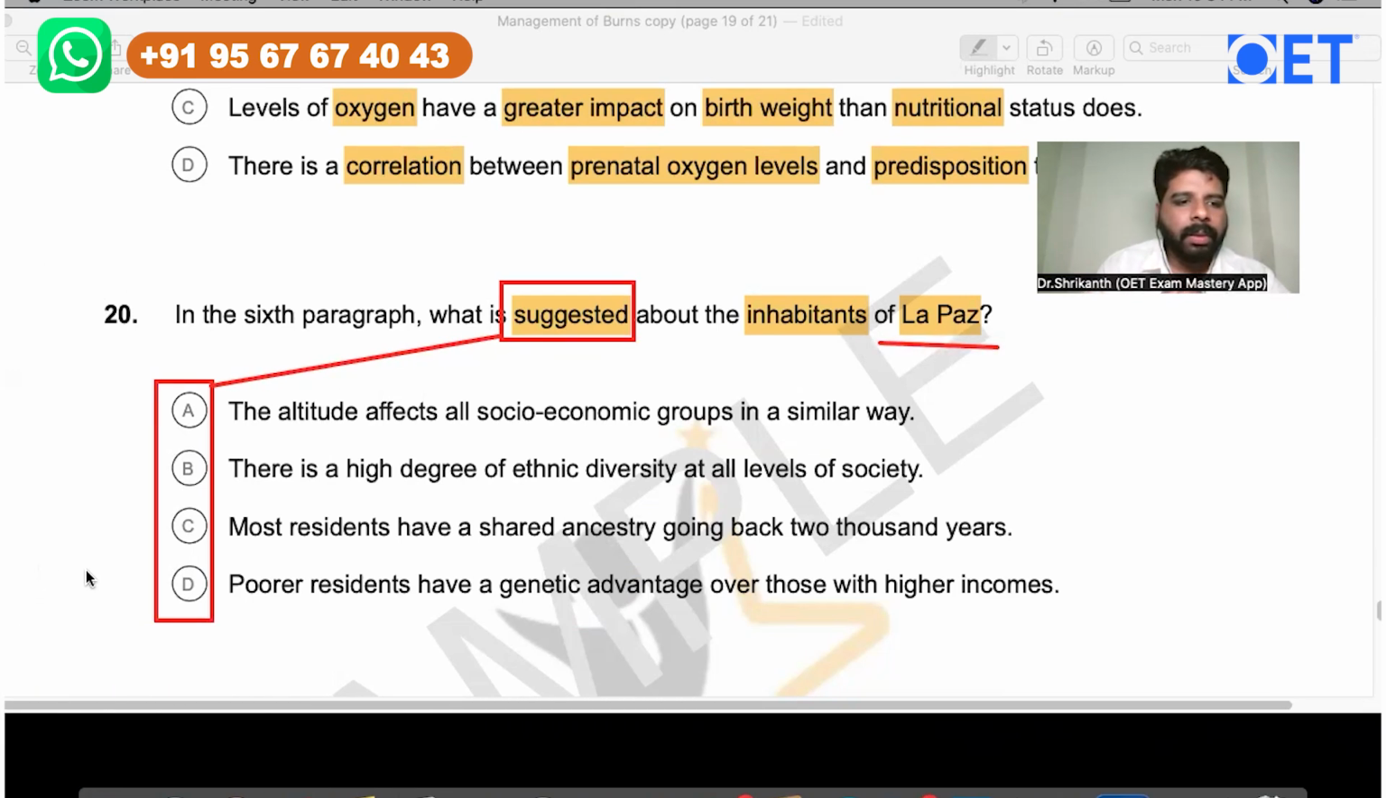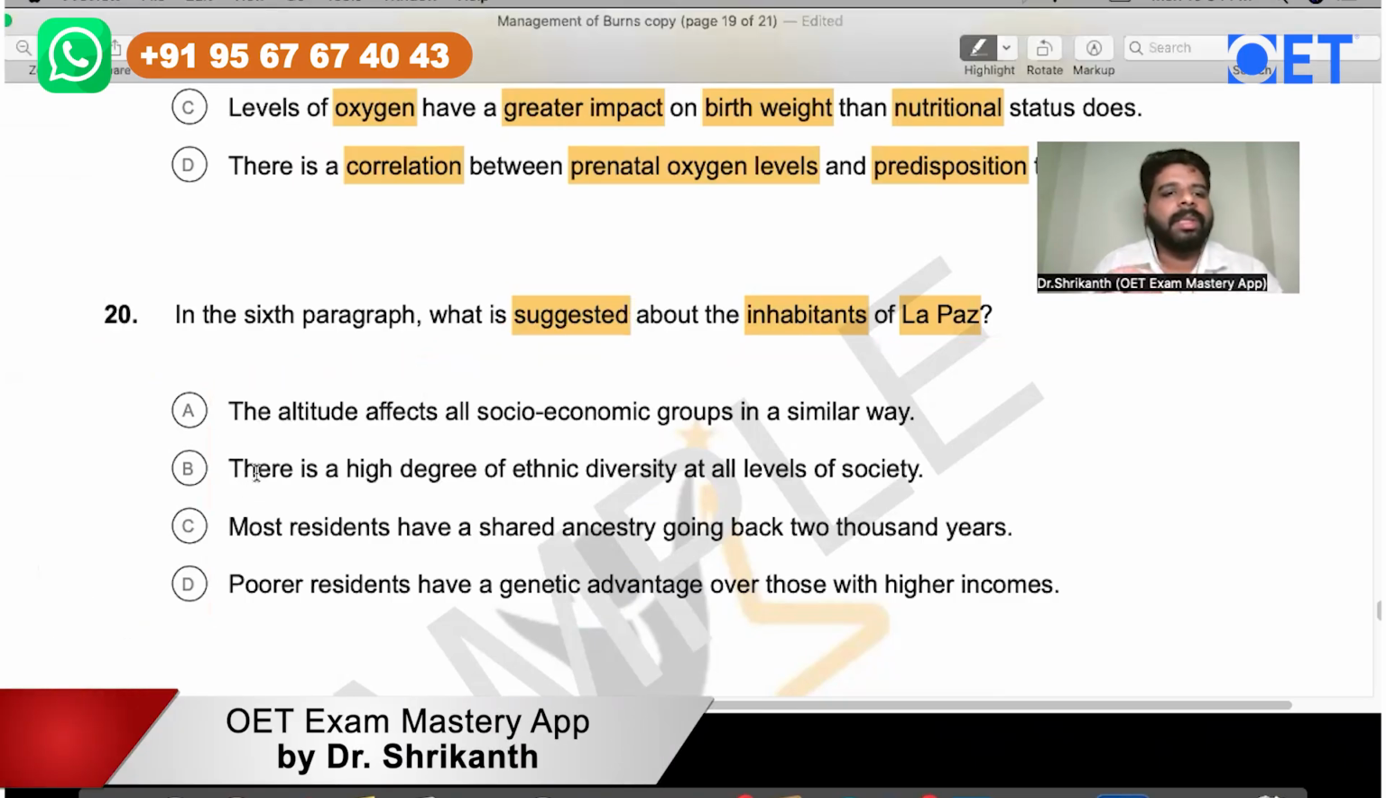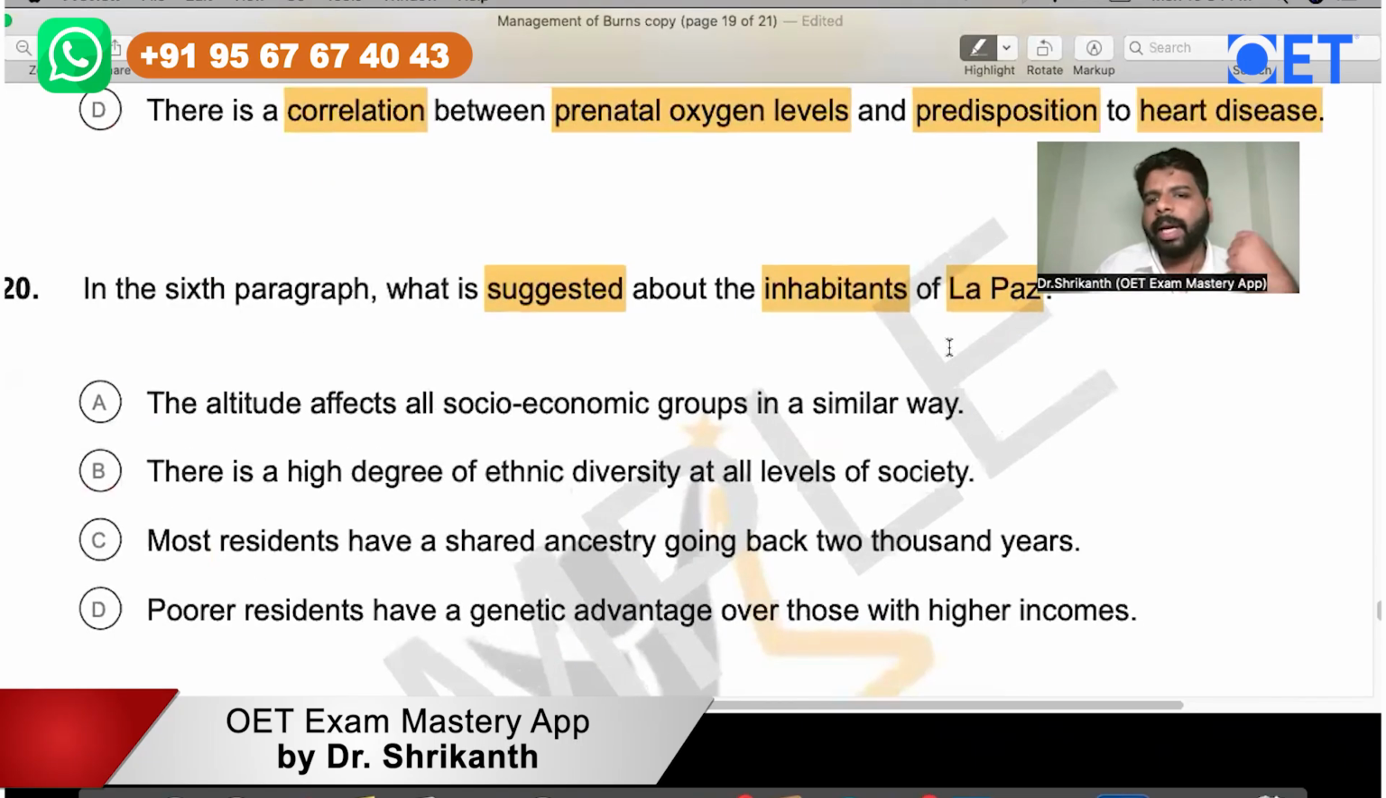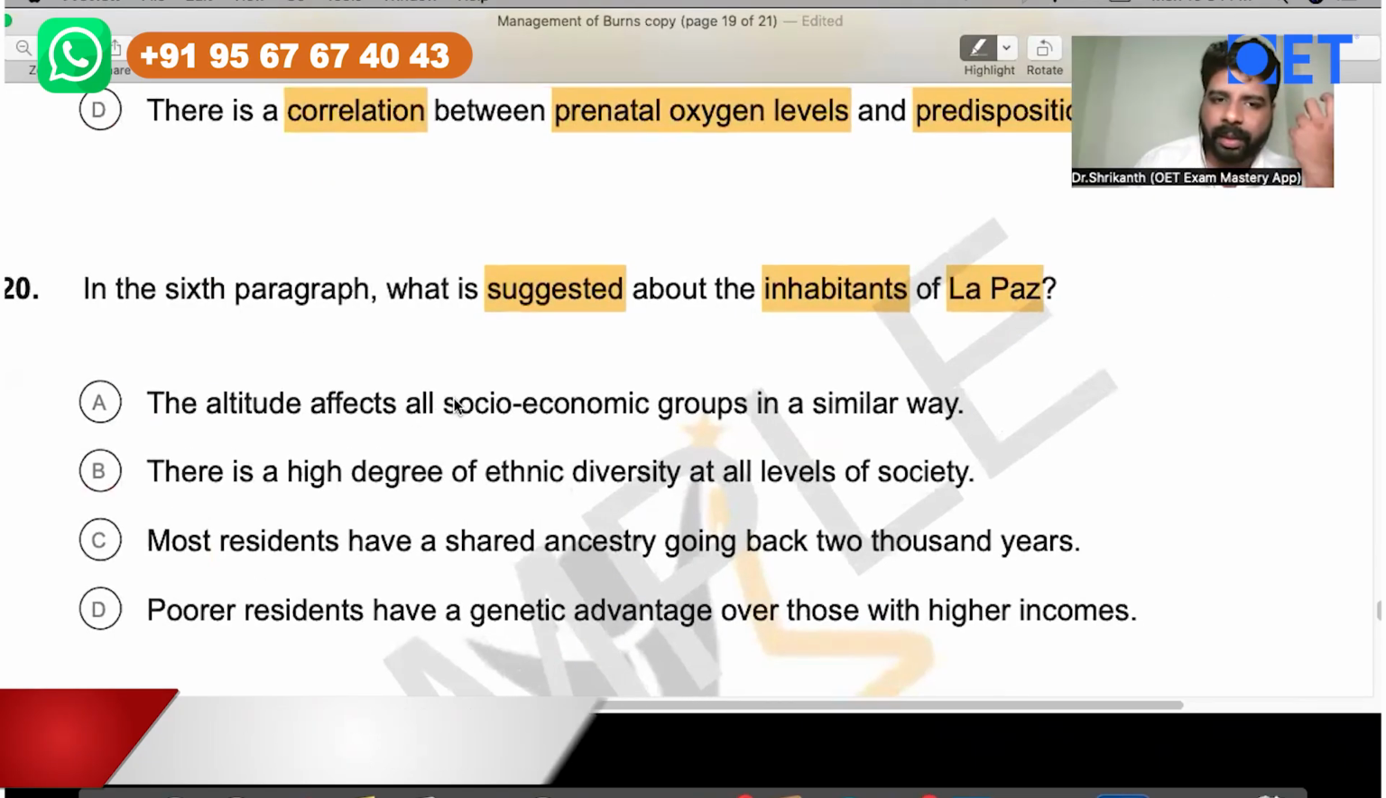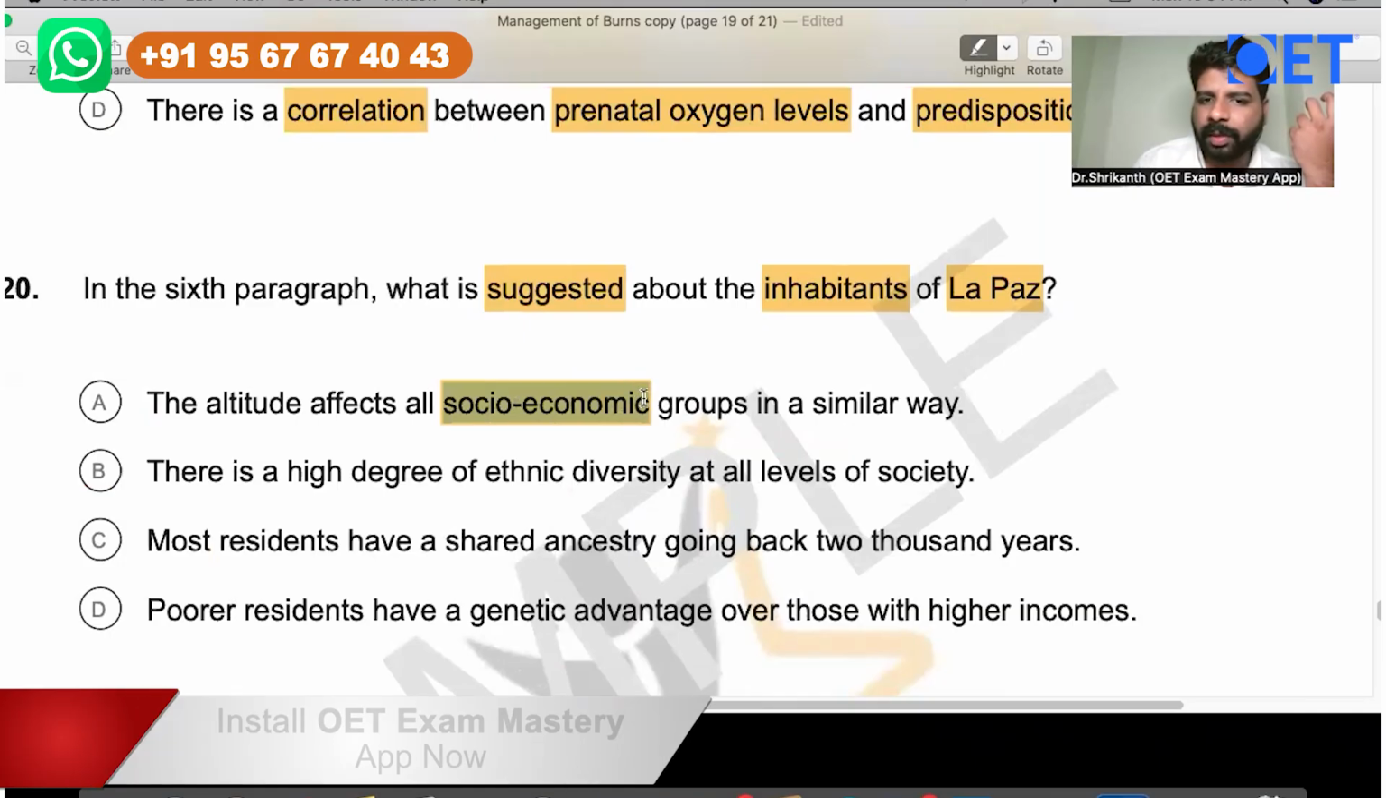Now let's take a look into what suggestion number 1 is. The suggestion over here is that the altitude affects all socio-economic groups in a similar way. Socio-economic groups basically means social status and economic status, that is the rich people, poor people, middle class, and high class.